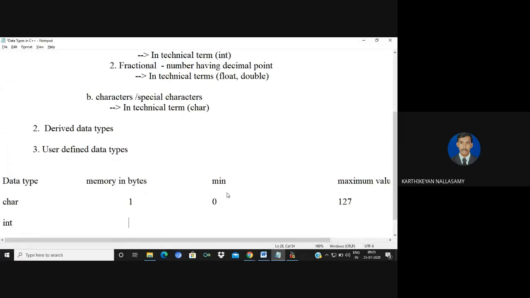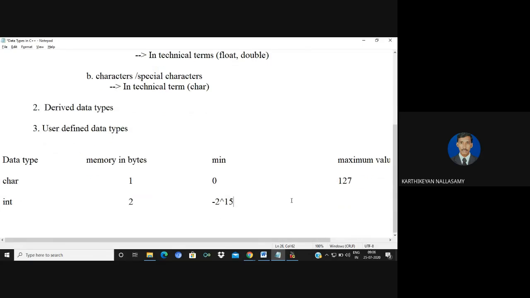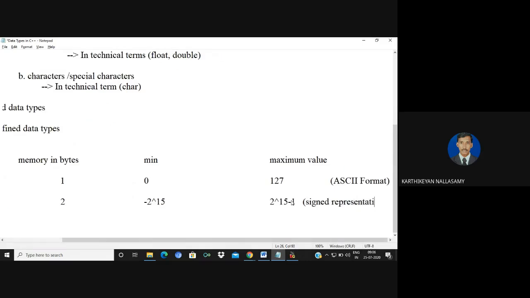The second one is the integer. For integer, it is 2 bytes. For signed representation, the values vary from minus 2 power 15, which is the minimum value. I'm using this XOR operator symbol here to indicate a power for easy indication. The maximum value is 2 power 15 minus 1 for signed representation.